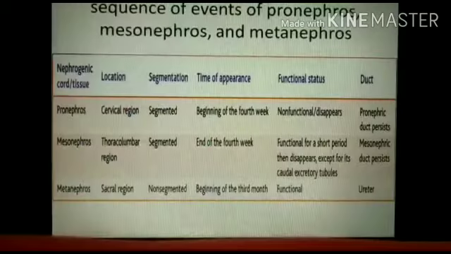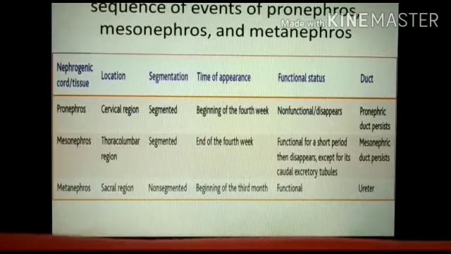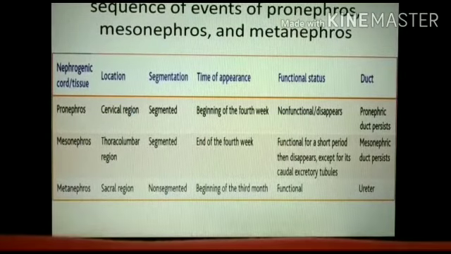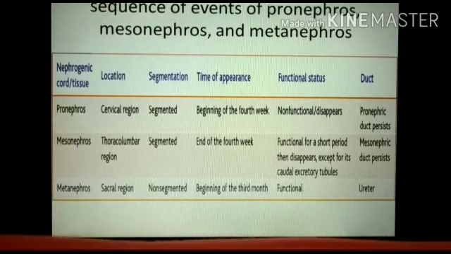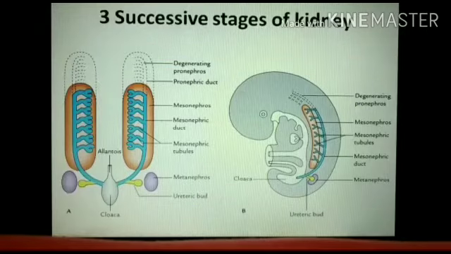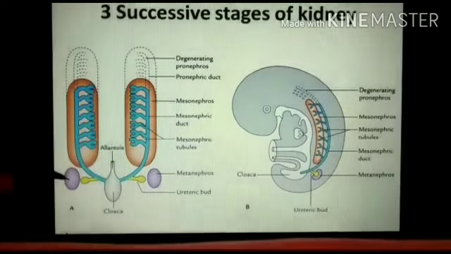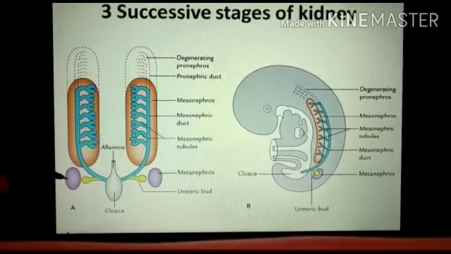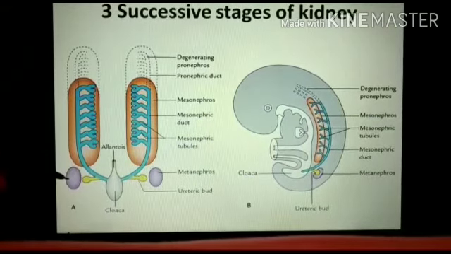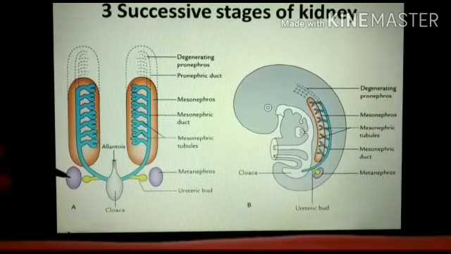it appears in the 5th week of intrauterine life, and it will form the permanent kidney.